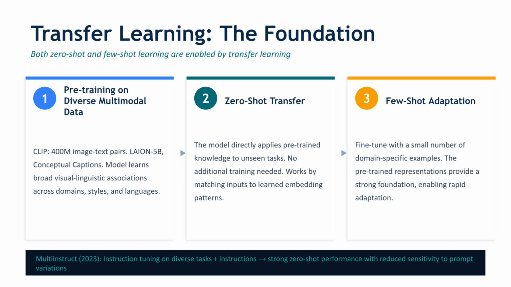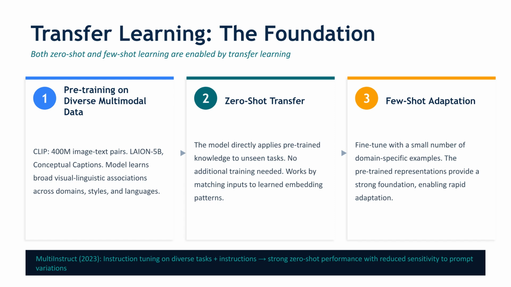From this foundation, zero-shot transfer allows the model to directly apply its pre-trained knowledge to completely unseen tasks with no additional training. This works by matching inputs to patterns learned during pre-training. Few-shot adaptation then fine-tunes the model with a small number of domain-specific examples. Because the pre-trained representations provide such a strong foundation, the model can adapt rapidly with minimal data.